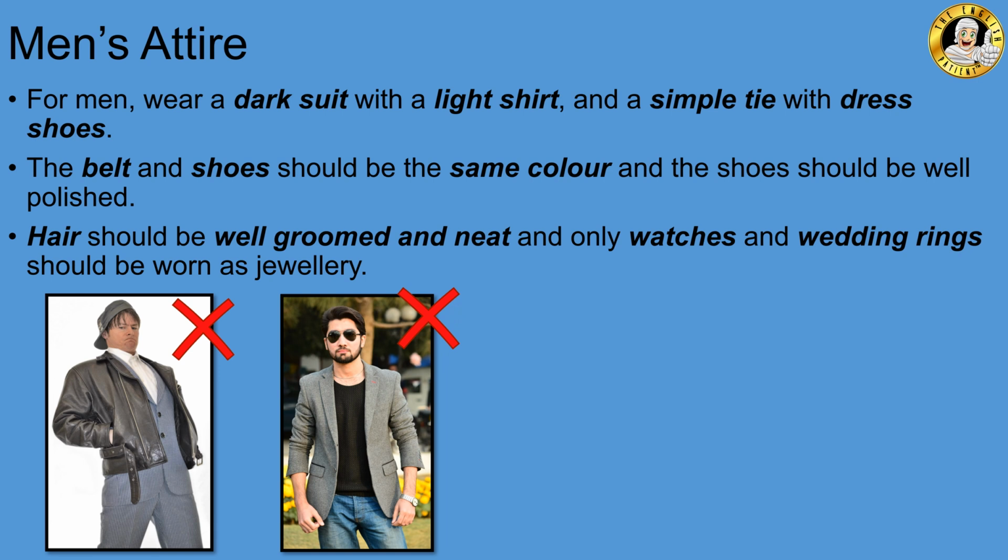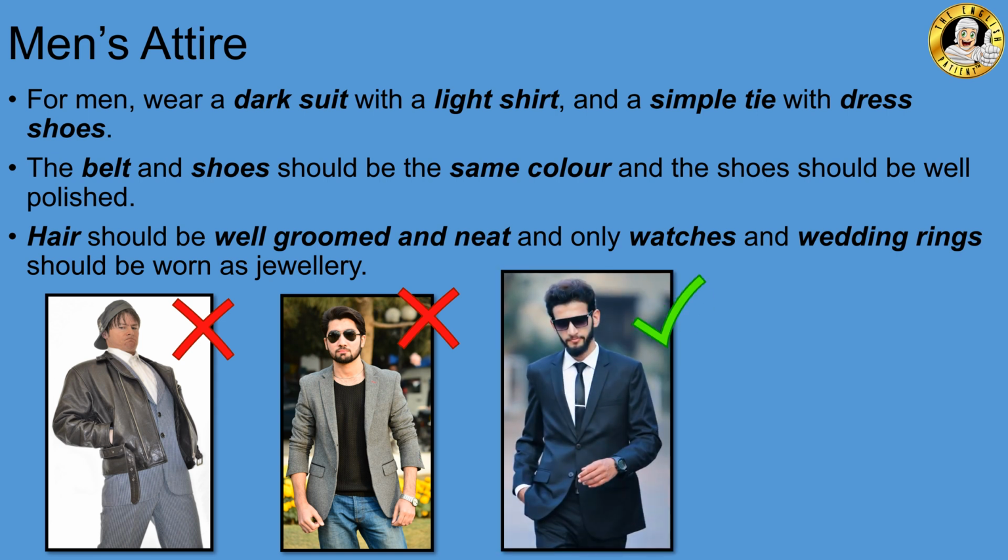Here we have an example where somebody is wearing what we call a blazer. It looks okay. It's maybe smart casual. Sunglasses should definitely not be worn at interview. His hair is well groomed and neat. However, there's no tie or shirt that can be seen there, and jeans are definitely not appropriate.